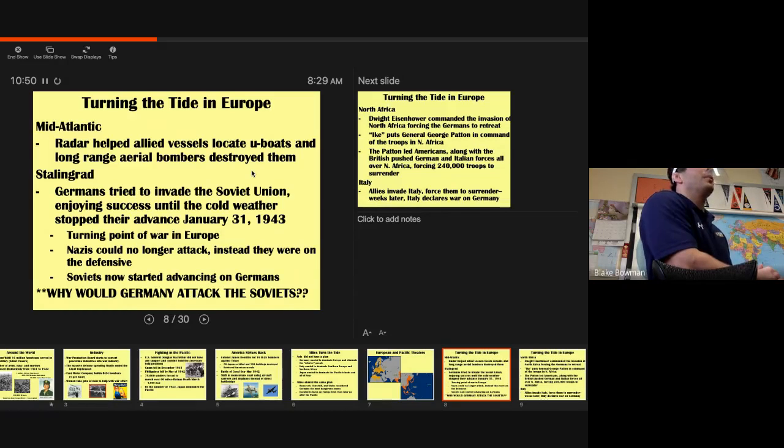Total war, women, children joining into the fight, and the fact that the Soviets just will never surrender. And even their own generals and commanders will shoot their troops if they turn around, if they look back. That's really how the Soviets won this battle. And this is the turning point in the war.